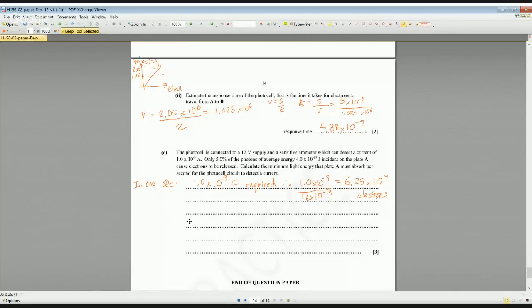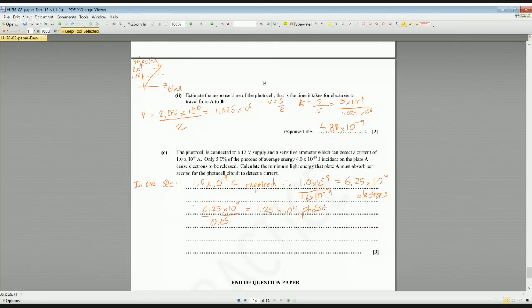Now, we know that only 5% of the photons actually produce any electrons at all. So we need to divide 6.25 times 10 to the 9 by 5%, by 0.05, to give us an even larger number. Again, that seems sensible. If not all of them are releasing electrons, you're going to need a bigger number of photons. It's 20 times bigger, which is 1.25 times 10 to the power of 11 photons released every second.